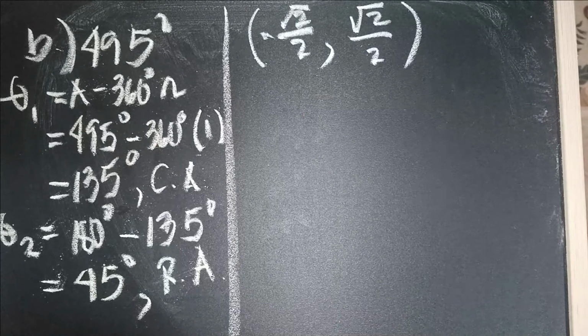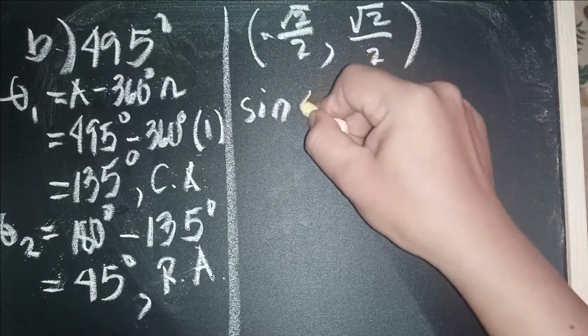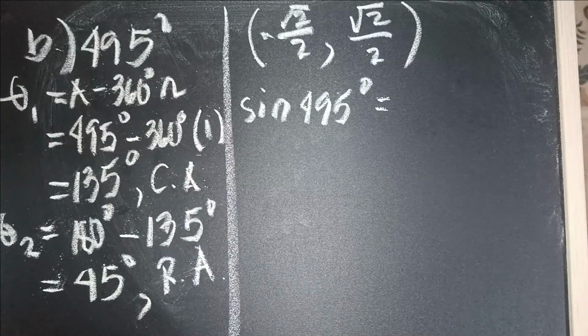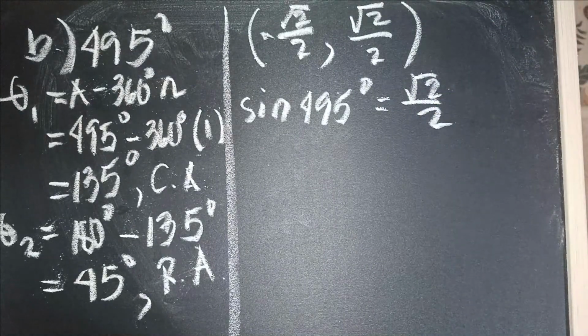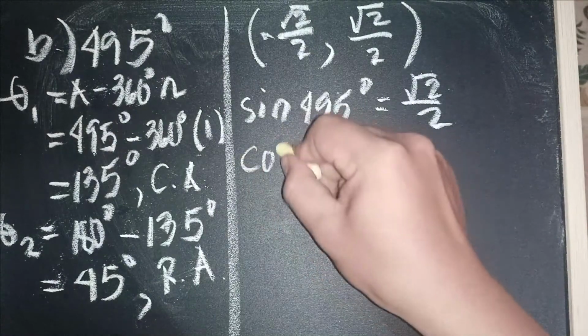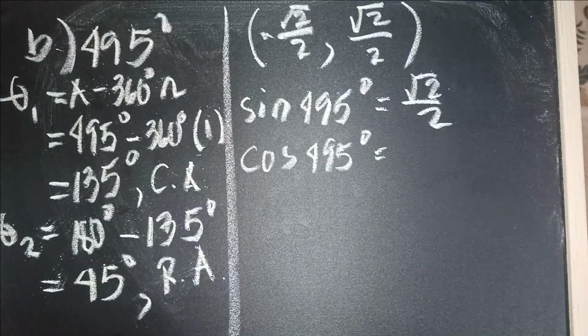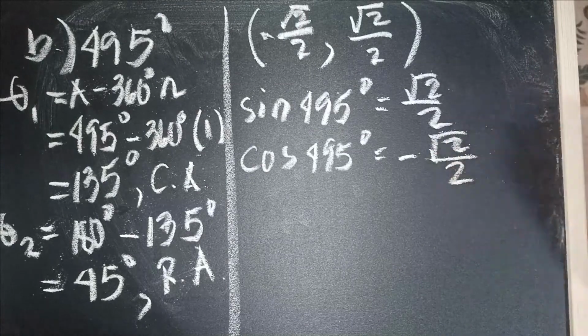So, after na natin ma-determine yung kanyang coordinates ng point of intersection ng terminal side at saka ng ating unit circle, pwede na nating makuha yung sine 495 degrees. So, that is equal to the y-coordinate. So, ano yung y-coordinate natin? Tama. Yung square root of 2 over 2. Next. We can also find for the value of cosine 495 degrees. That is equal to the x-coordinate. So, x-coordinate natin is negative square root of 2 over 2.